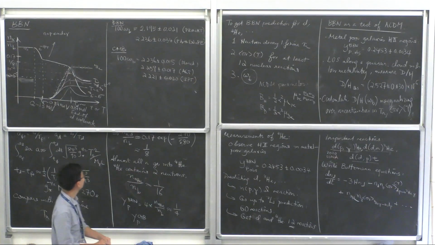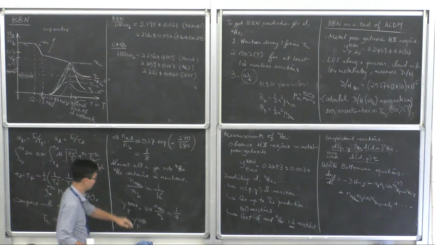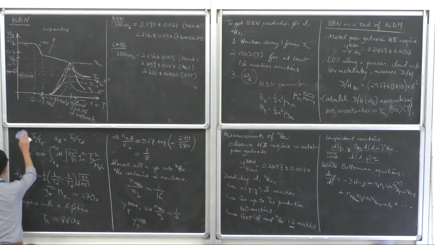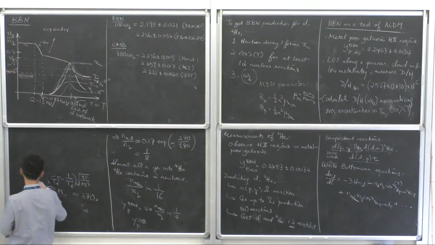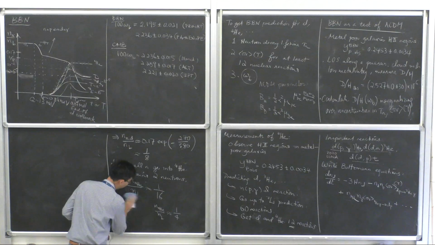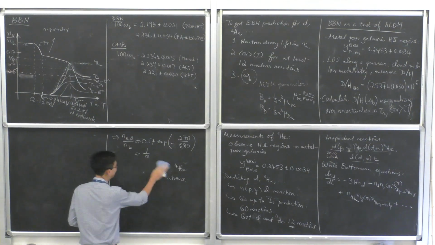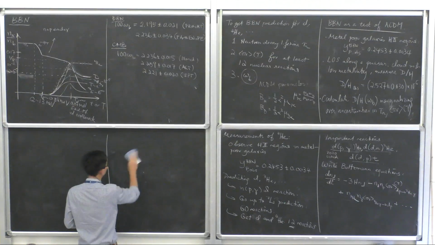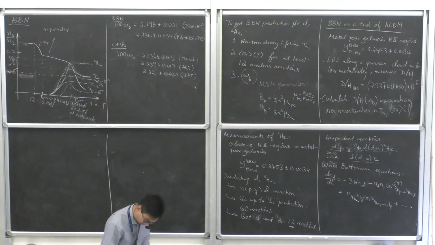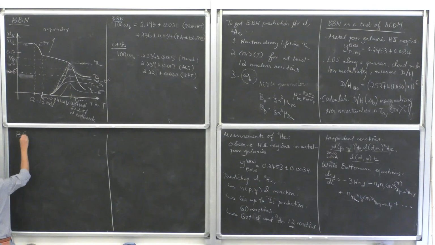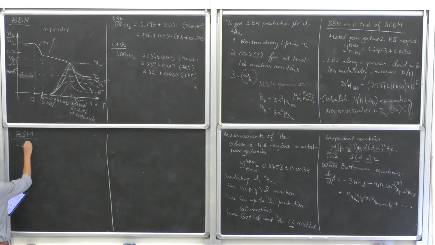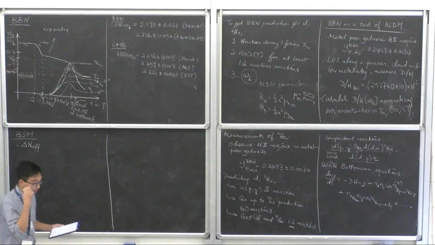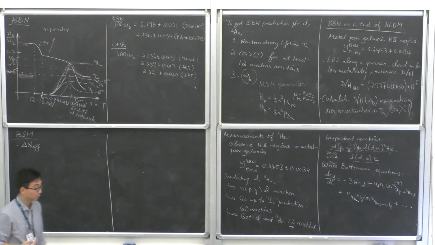Okay, if there are no questions, I will talk about BSM. Okay, any questions? Okay, so going beyond the standard model. The first thing I'm going to talk about is delta N effective, which we've already discussed. So what happens when you introduce extra relativistic degrees of freedom?